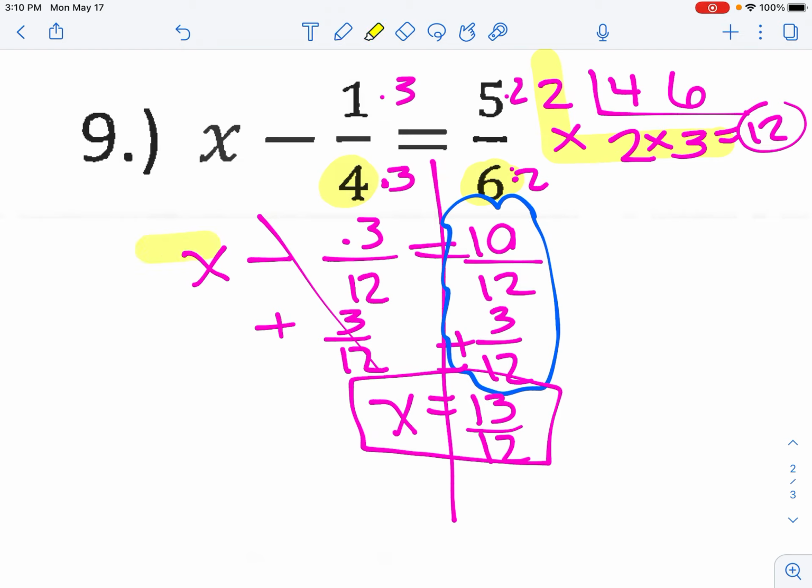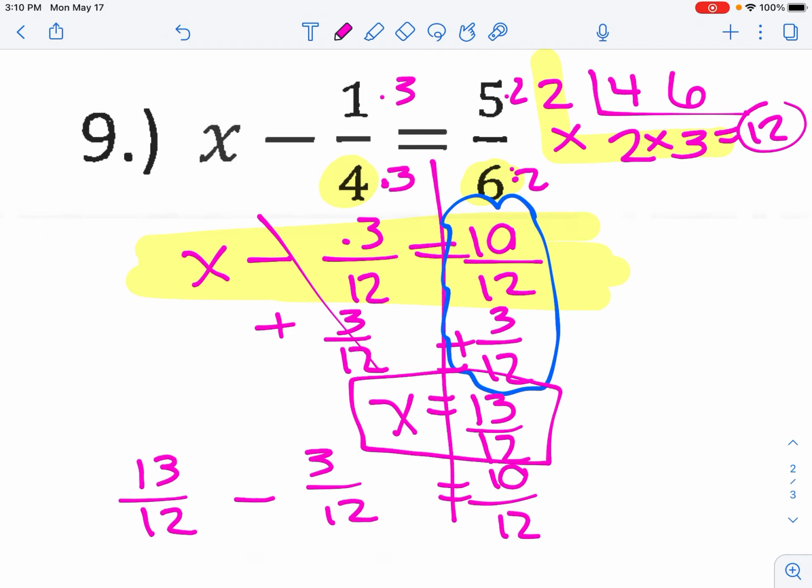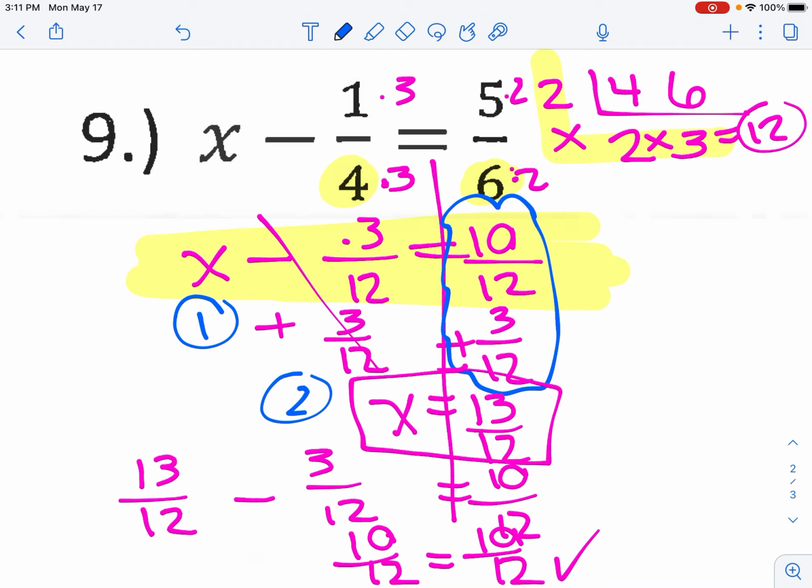So the next step is substitution. So now I'm going to take this equation, I'm going to substitute for x. I think x equals 13/12. So is 13/12 minus 3/12 equal to 10/12? Well, I know that 13 minus 3 is 10. So 10/12 equals 10/12. Check. Did I do all of my steps? I showed my inverse operation. I boxed my solution. I substituted for my variable, and I did my check.